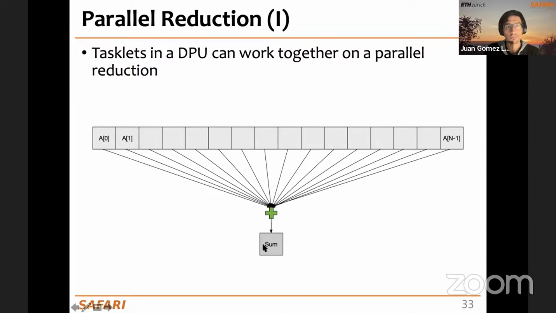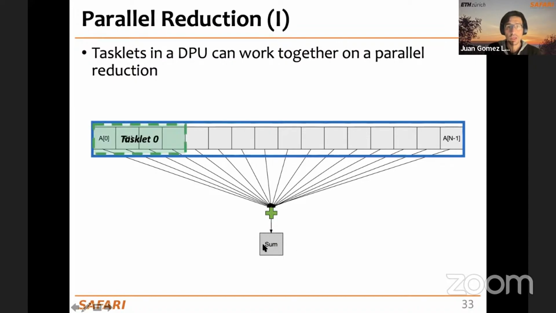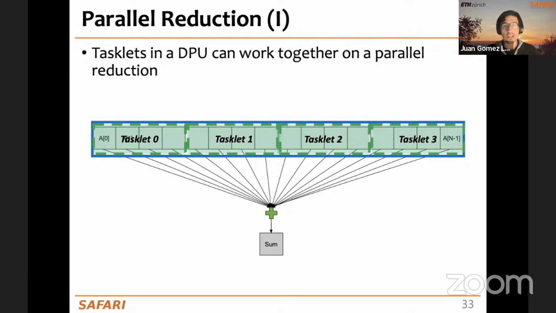So what we do here is, again, if we have multiple DPUs, we distribute the whole input array across the multiple DPUs. In this case, for now, we are going to assume that there is a single DPU. So we distribute the chunk that has been assigned to this DPU across the tasklets that we have running on this DPU. And in this case, we assume 4 tasklets from tasklet 0 to tasklet 3.